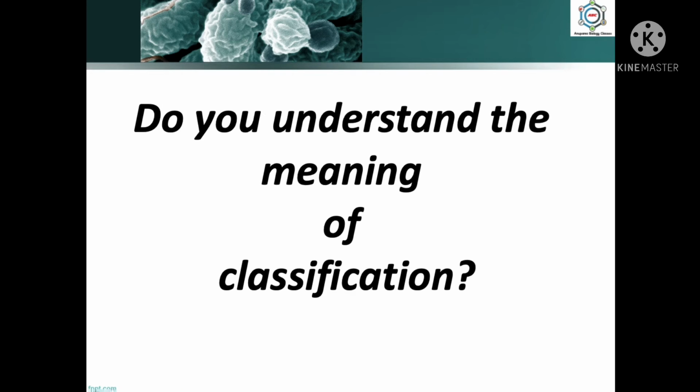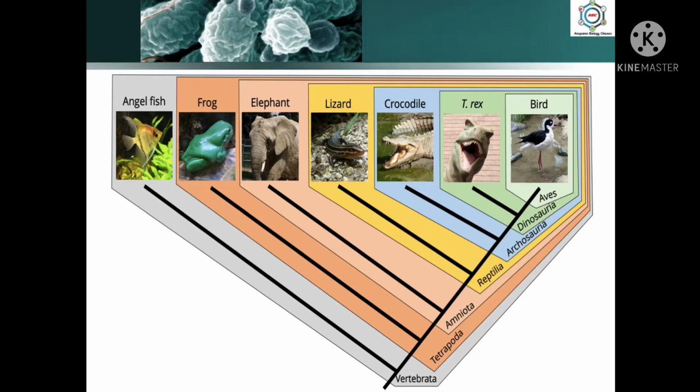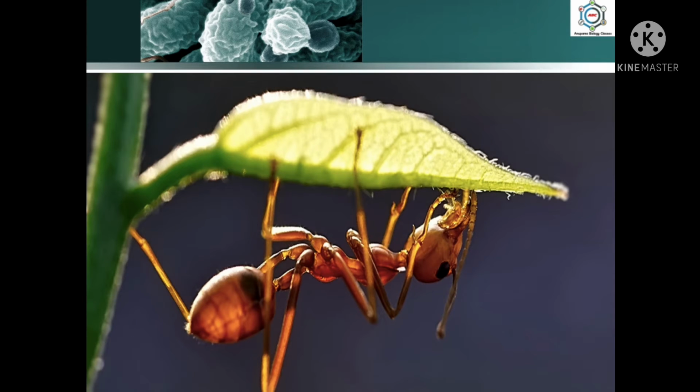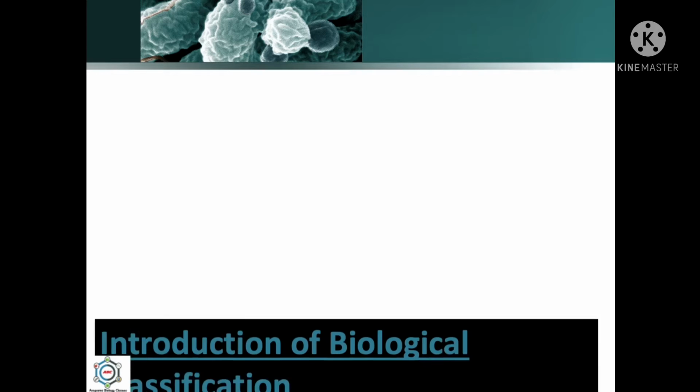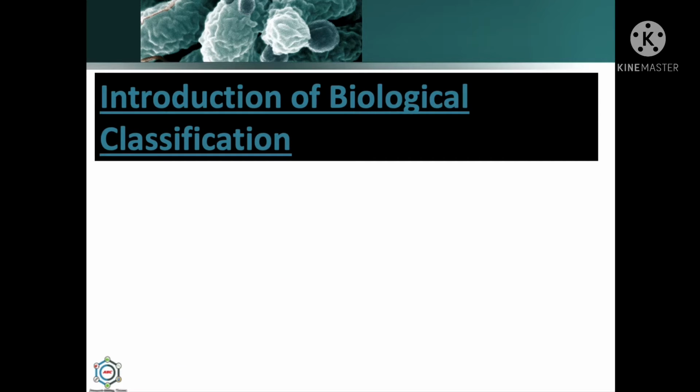At first, do you understand the meaning of classification? So, classification basically is the arrangement of things in taxonomic groups in accordance with the observed similarities. It helps in understanding the groups as a whole with simple ease. Now, here we will discuss with you the biological classification and how it has simplified things for us. So, the first thing is introduction of biological classification.